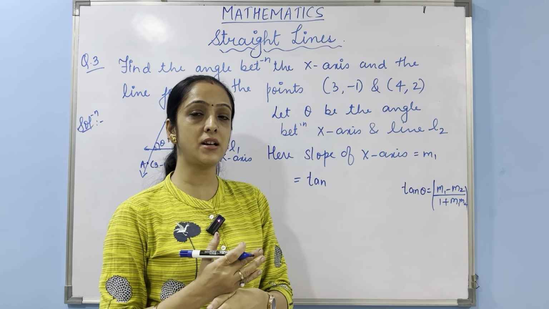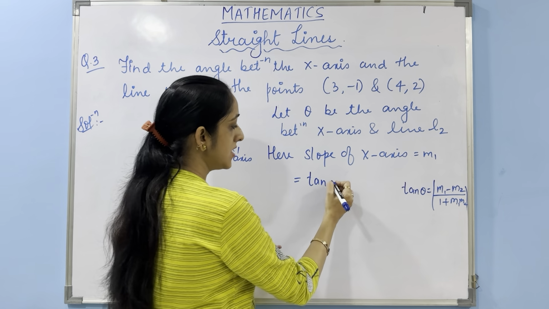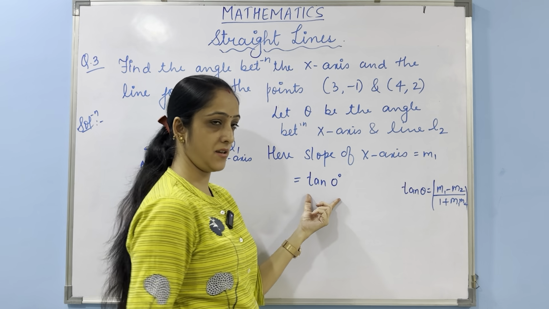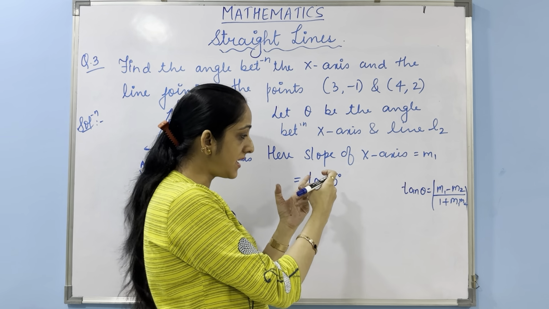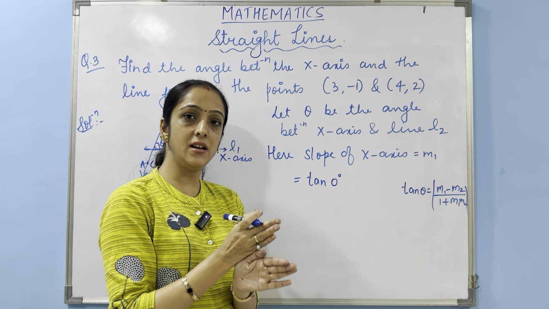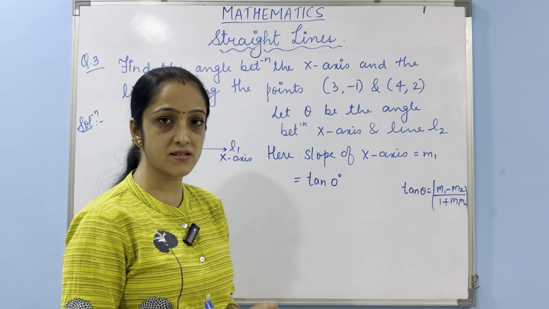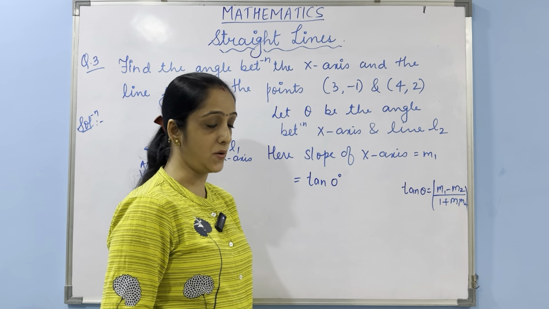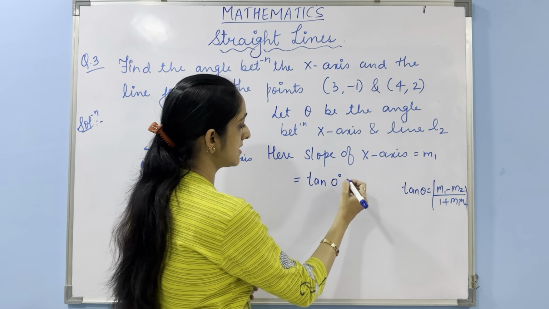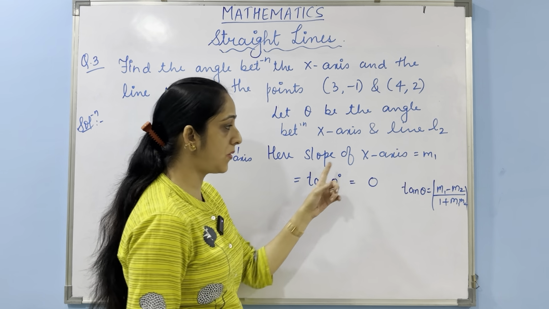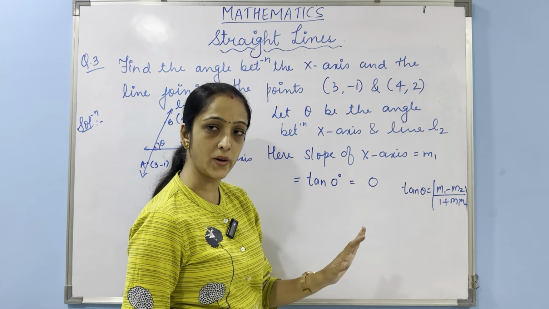So what will be the angle of the x-axis with the x-axis? It will be 0 degrees simply. So the slope is tan 0. Why is it 0? Because the angle made by the x-axis with the positive direction of the x-axis is always 0. Now we should know what tan 0 is. Tan 0 is simply 0. So the slope of the x-axis is 0. We have got the value of m1, which is 0.